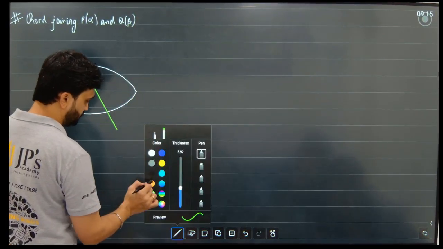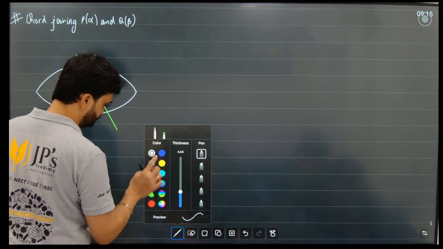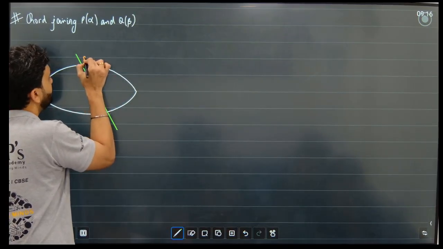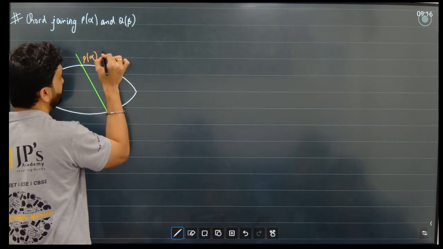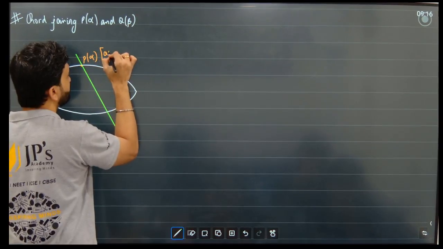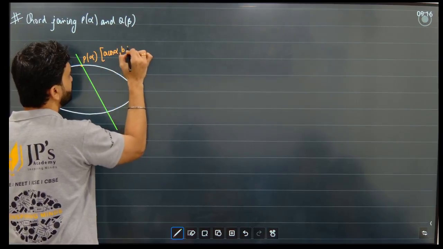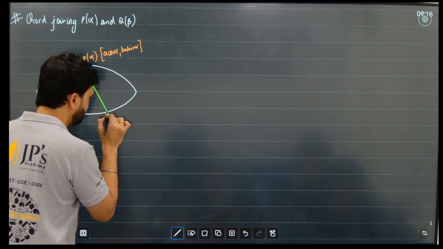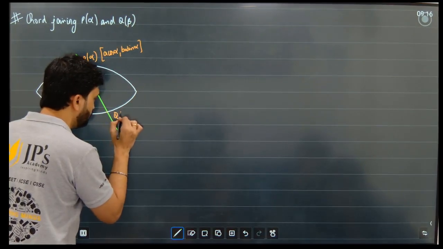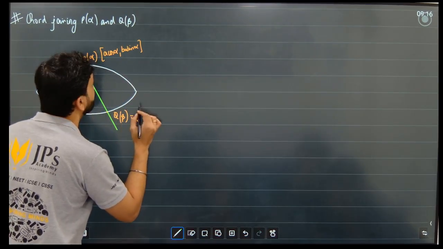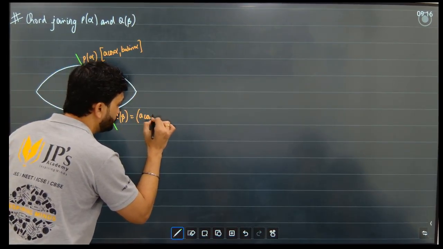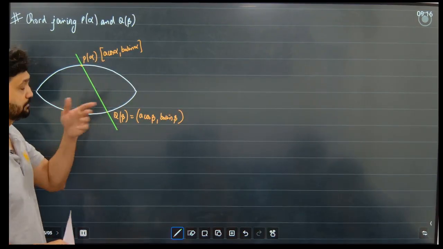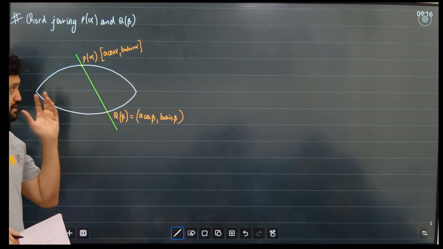Let's take this point as P alpha, मतलब इसका वैल्यू रहेगा A cos alpha, comma B sin alpha. This is Q beta, which will be A cos beta, comma B sin beta. Now guys, we have 2 points. Now I have to find the equation of chord PQ.